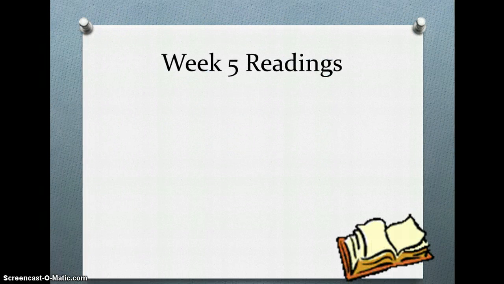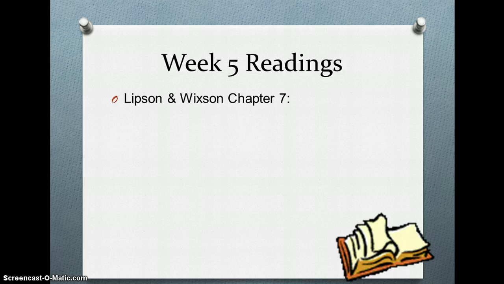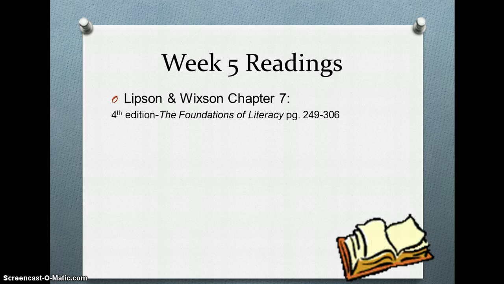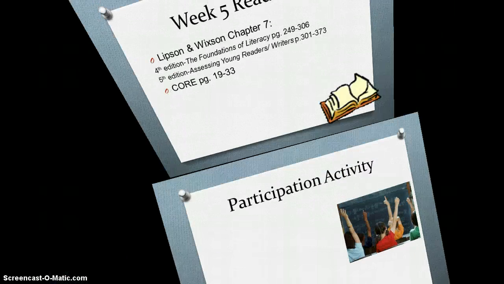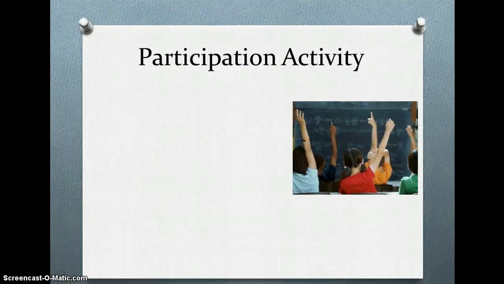So just a heads up on upcoming assignments for the week. You have two different things to read. First is chapter 7 of Lipson and Wixon, and these are the corresponding pages for the edition you are using. And then second, read the core multiple measures of assessment, pages 19 through 33, which will walk you through some of those phonological awareness assessments you will be required to give this week.